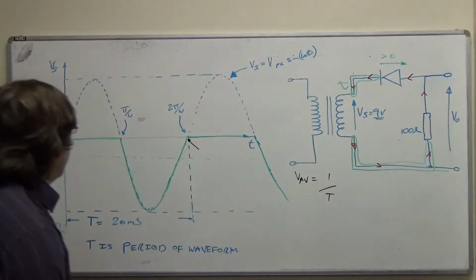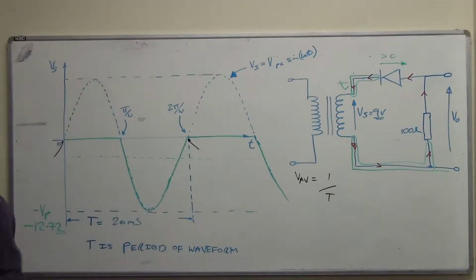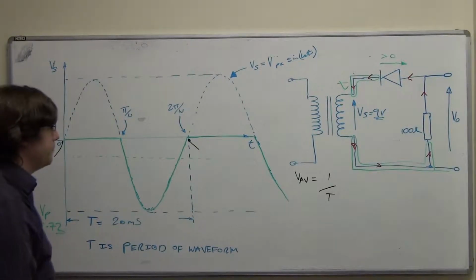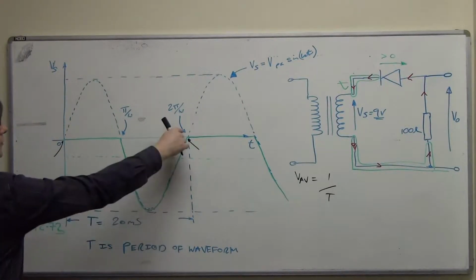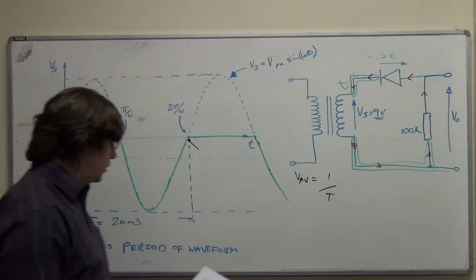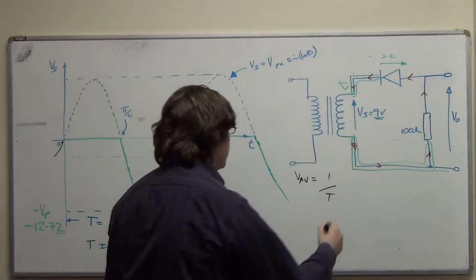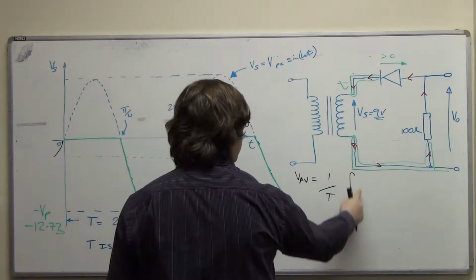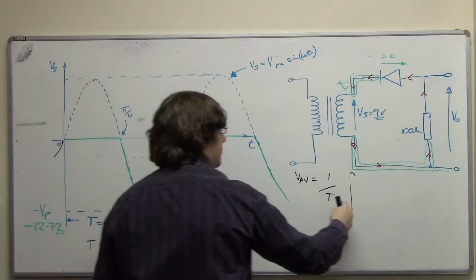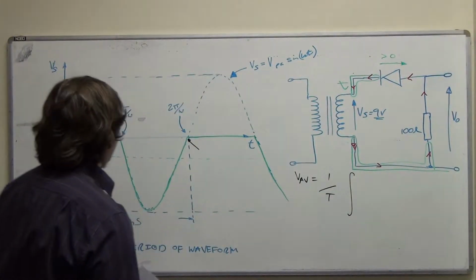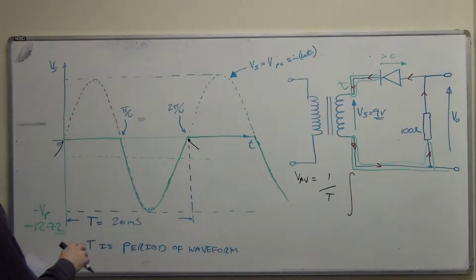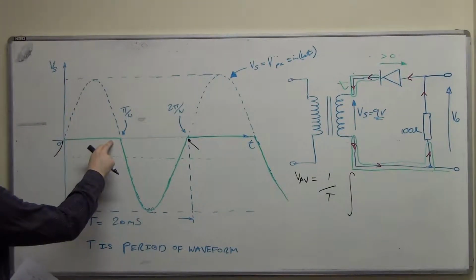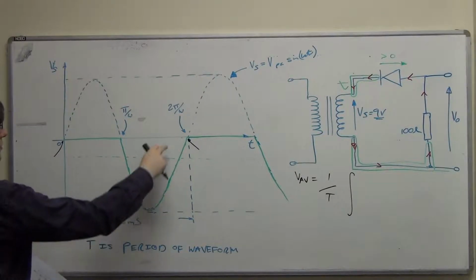And T is equal to 2 pi upon omega. So you can see this length here and that point there. So 1 upon T times the integral. Now, you might be tempted to go 0 to T, but actually we're not going to do that, because we'd have to do 0 for the first bit, and then we'd have to do the sine wave for the second bit.